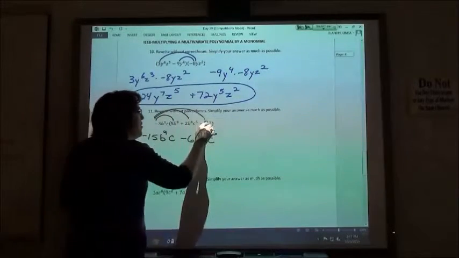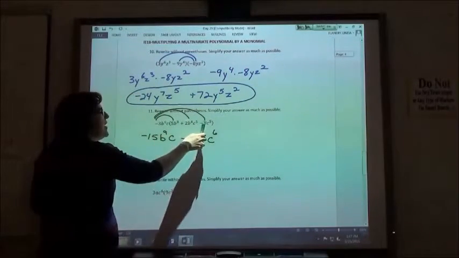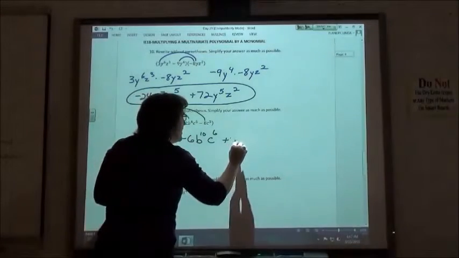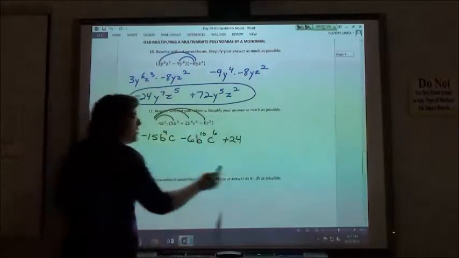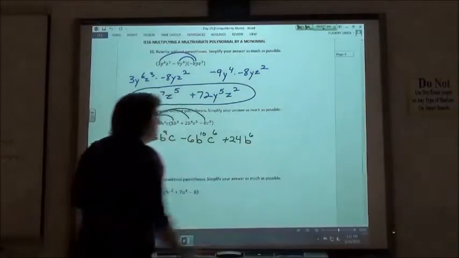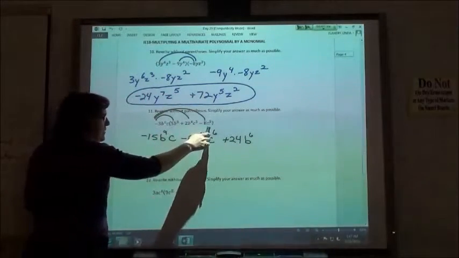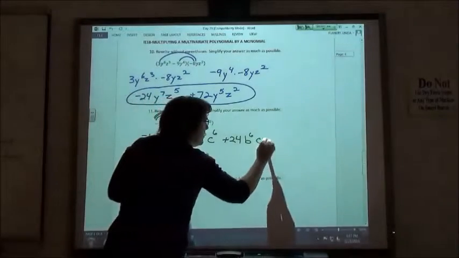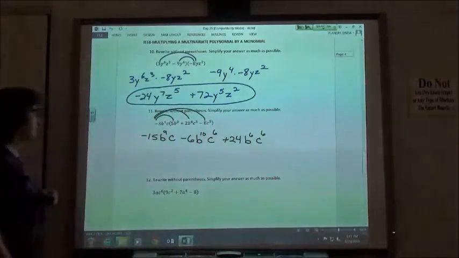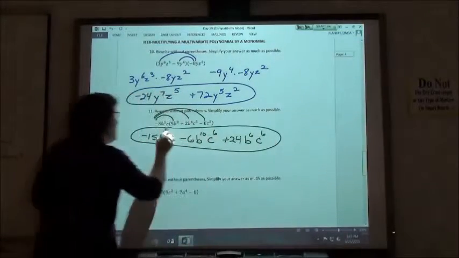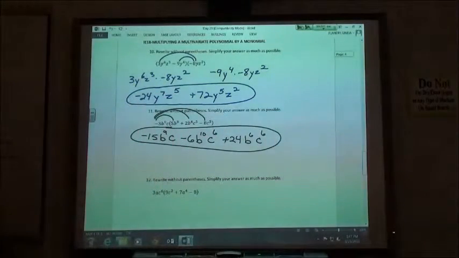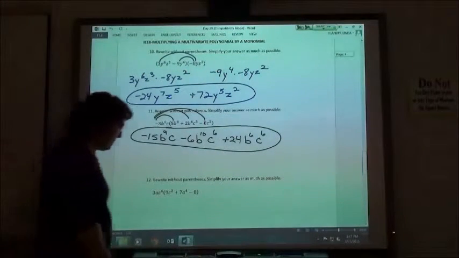And then my third term, I have negative 3 times negative 8, positive 24. I have a b to the 6th, no extra b's, so I still have b to the 6th. And then I have a c times a c to the 5th. I add those together, so c to the 6th. So I get a great big long answer. Negative 15 b to the 9th c minus 6 b to the 10th c to the 6th plus 24 b to the 6th c to the 6th.